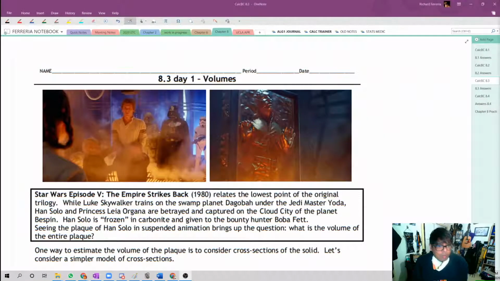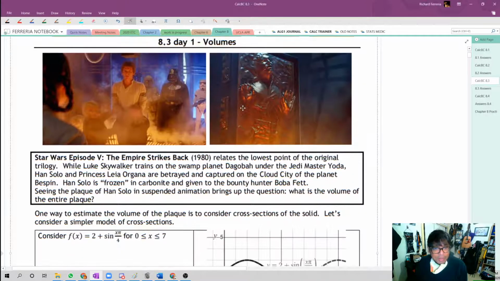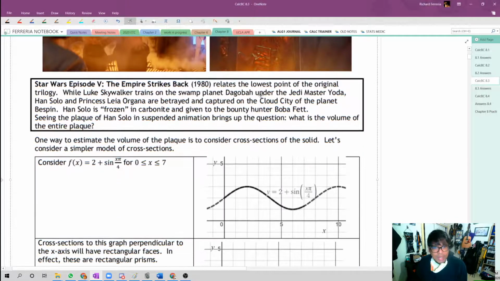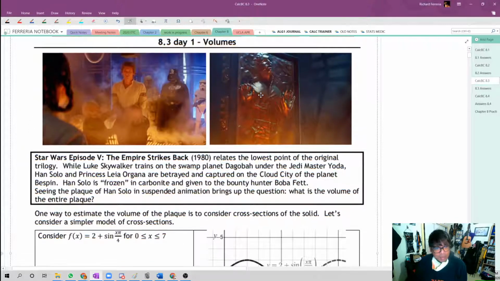We're going to go with actually one of my favorite parts of Star Wars, which is The Empire Strikes Back, and we're looking at Han Solo encased in what they say is frozen in carbonite, which I don't think anyone actually knew what that meant when they said it, but they just went with it.